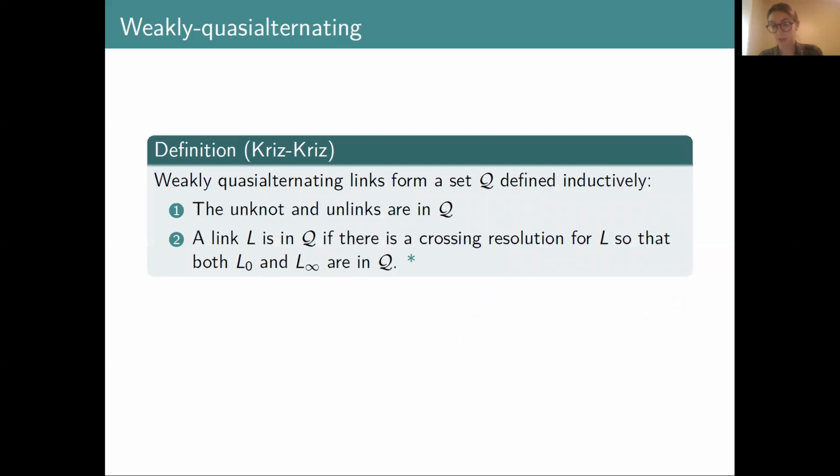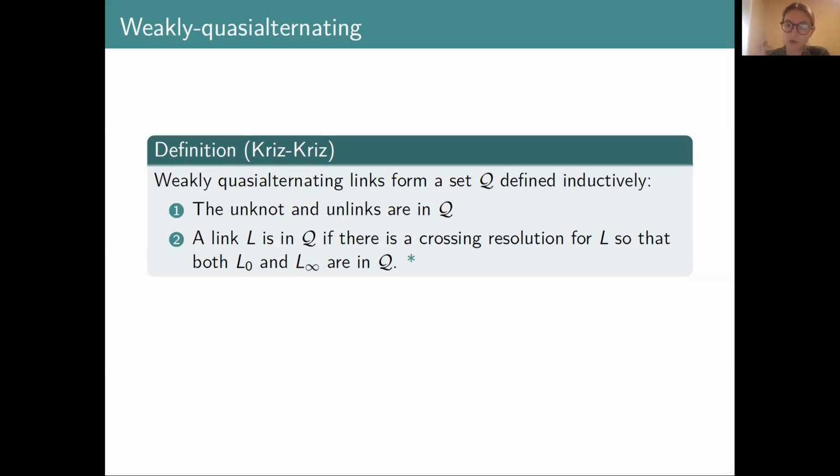And the generalization of alternating that we'll use in the proof is due to Kriz and Kriz. Those are called weakly quasi-alternating links. And they're defined inductively. So I start by assuming that the unknot and unlinks of multiple components are in this set of weakly quasi-alternating links. Those of you that know what quasi-alternating is, the difference here is that we allow unlinks of multiple components.